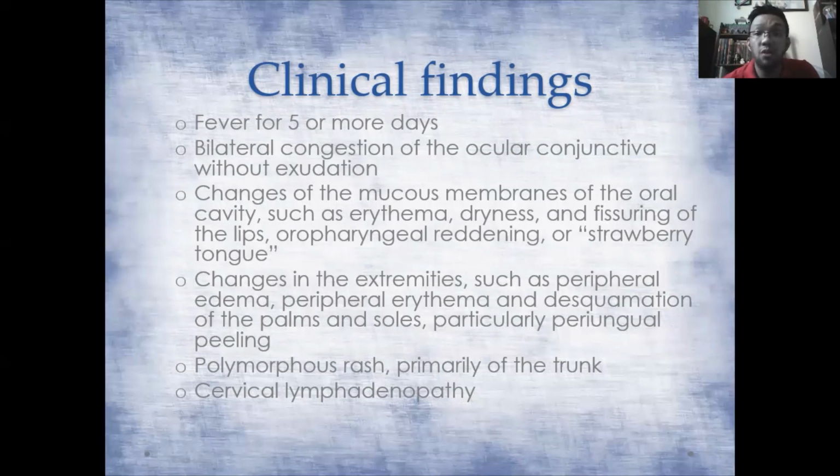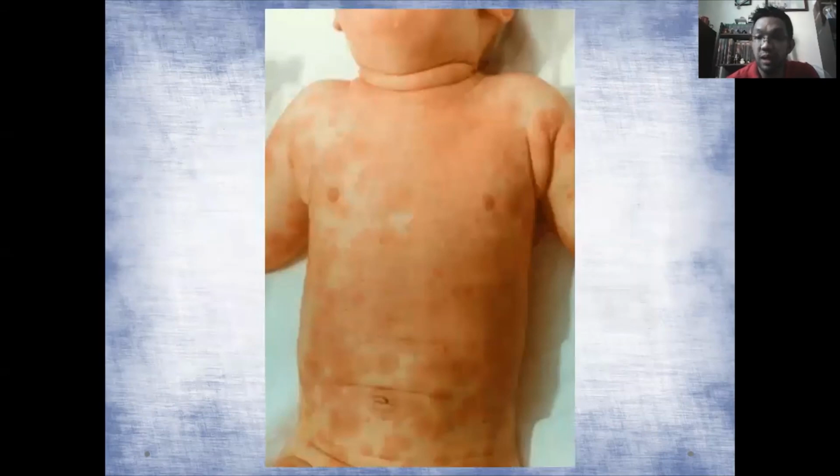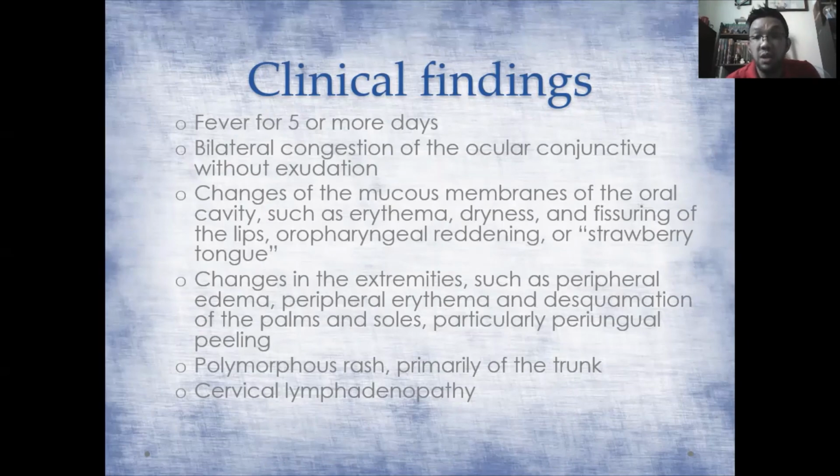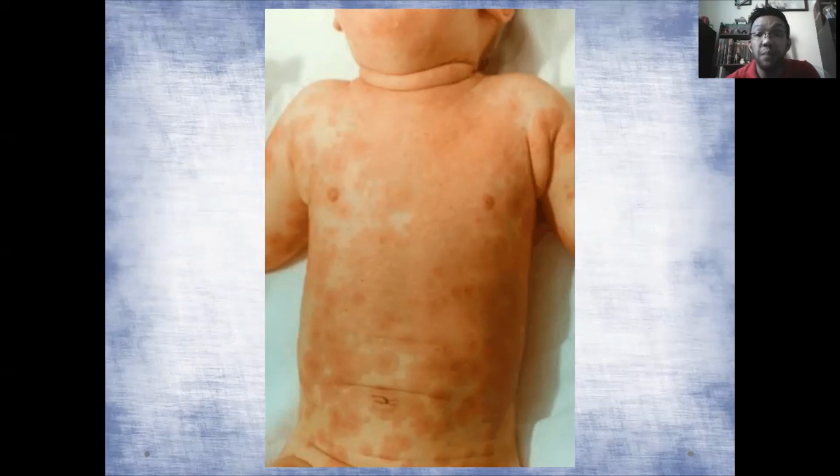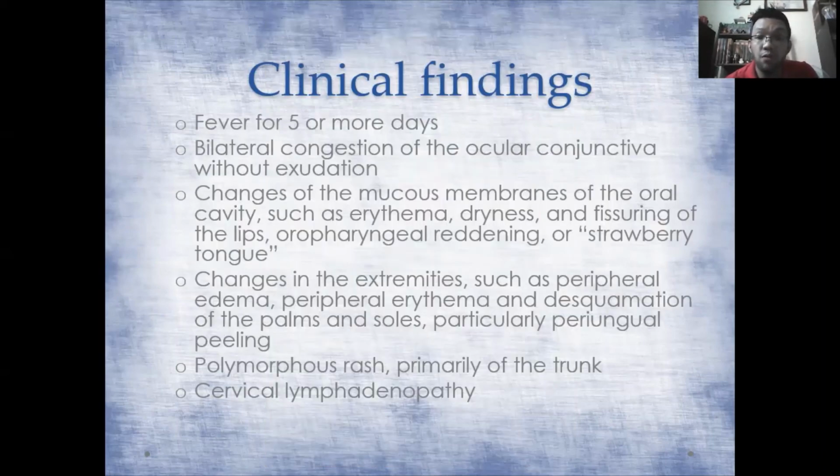There's also oropharyngeal erythema or strawberry tongue. Strawberry tongue is present in patients with Kawasaki disease. There are also changes in the extremities such as peripheral edema, peripheral erythema, and desquamation of the palms and soles, particularly healing. So the hands and the feet are peeling, and this can be seen on the trunk of the patient. That is the polymorphous rash, and cervical lymphadenopathy can also occur.